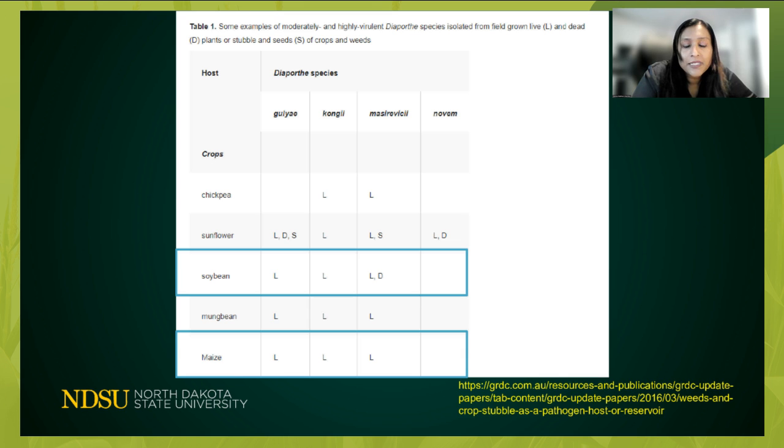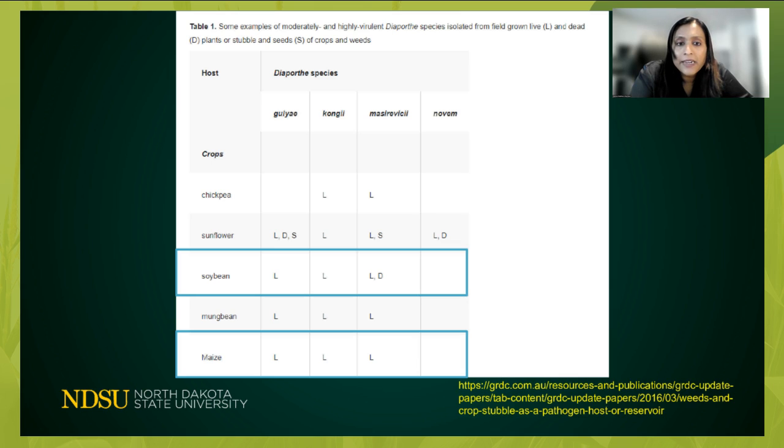I have a few examples here. This is a study that was done in Australia, and we're doing some follow-up studies here in my lab as we speak. In Australia, the production tends to be a little different. They do have soybean and maize, that is corn, which I have highlighted, but they also have others like chickpea, sunflower, mung bean. Chickpeas are very popular in our part of the world, in North Dakota. Dry edible beans, field peas, they're all great hosts of Diaporthe.